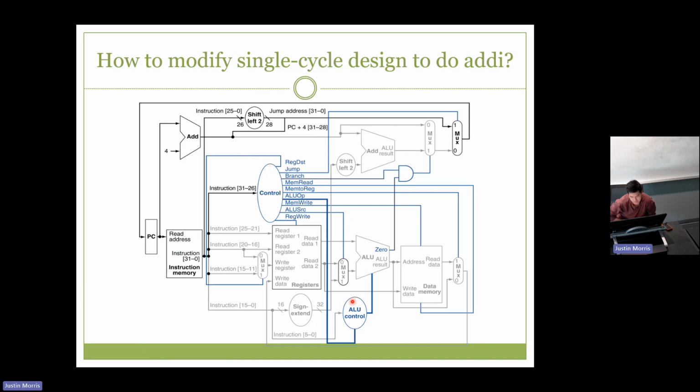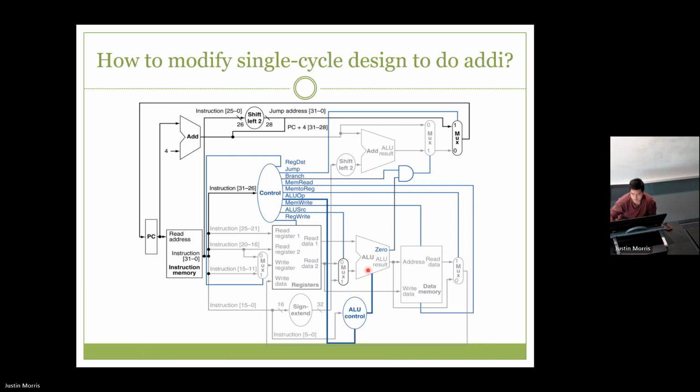So that's modifying control. Do we need to modify the data path? We don't need to modify the data path. Everything that we need is here, right? We can read from RS, we can read from RT, right? And we can select... well, we can write to RT is what I should say, right? And then we can select the sign extended immediate for the ALU. So there's no problem there.